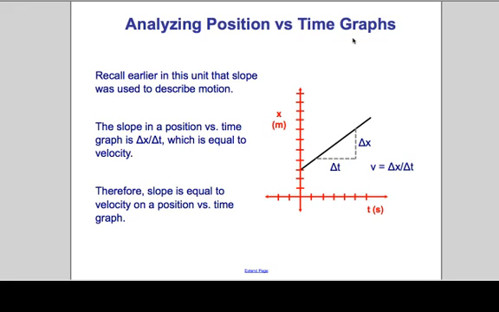Last note on graphing: when we're analyzing position versus time graphs, the slope of the line will give us some information. Recall earlier that the slope was used to describe the motion. The slope of a position versus time graph is the change in location per change in time, which is the velocity. So this slope is equal to the velocity on a position versus time graph.